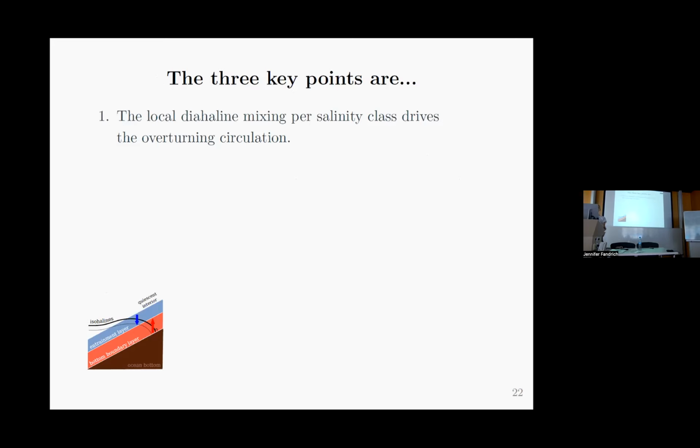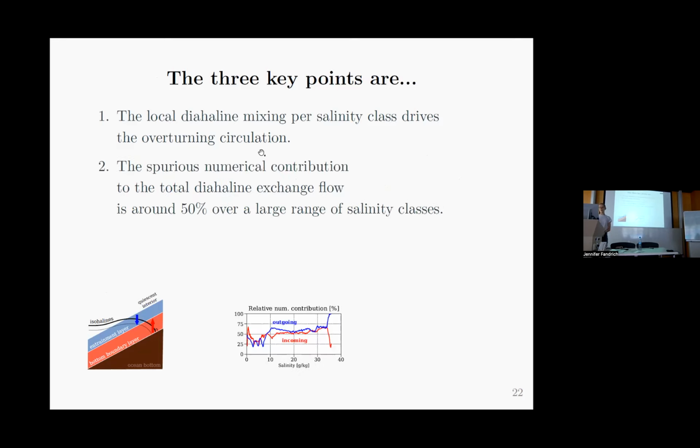Okay, so there has been a lot of information during my talk. So let's see if maybe we can keep these 3 key points after the talk. On the last slide, we saw this sketch, and that's the local diahaline mixing per salinity class and the overturning circulation are strongly connected, and that the first might even drive the last. And we also saw this plot, and that the spurious numerical contribution to the total diahaline exchange flow can definitely not be neglected, since the part it plays is very big.